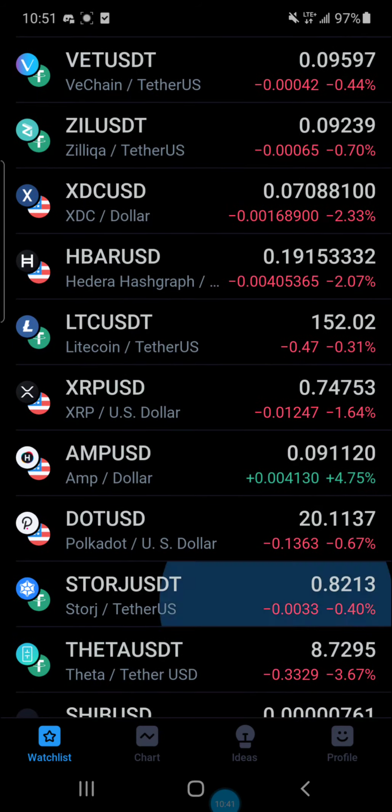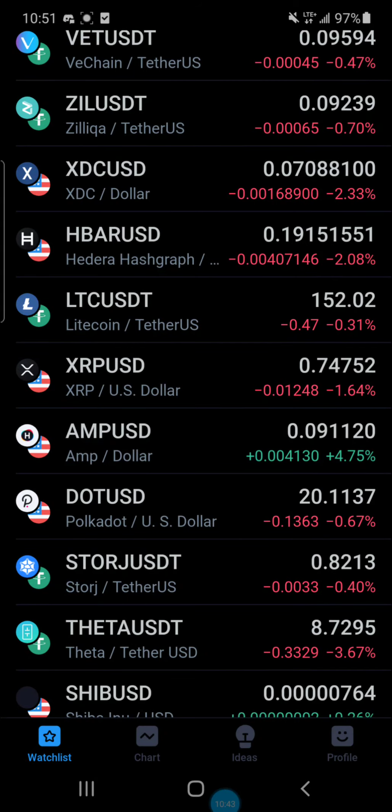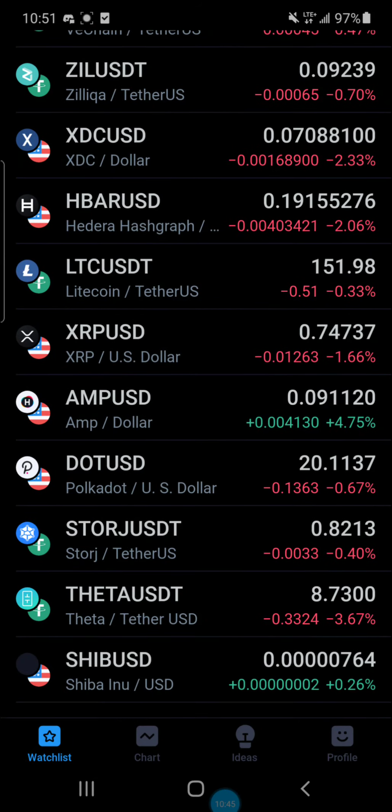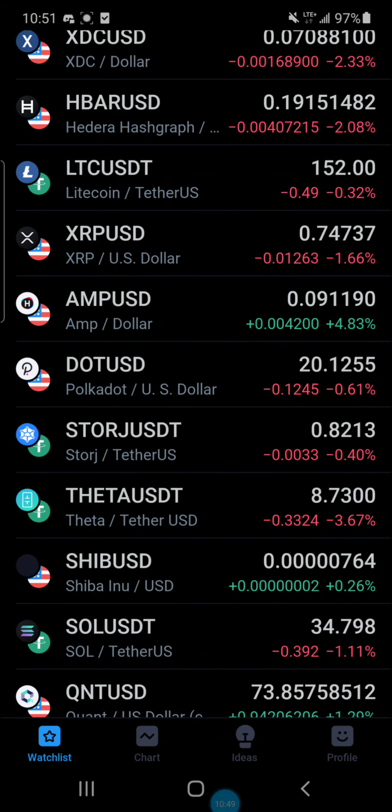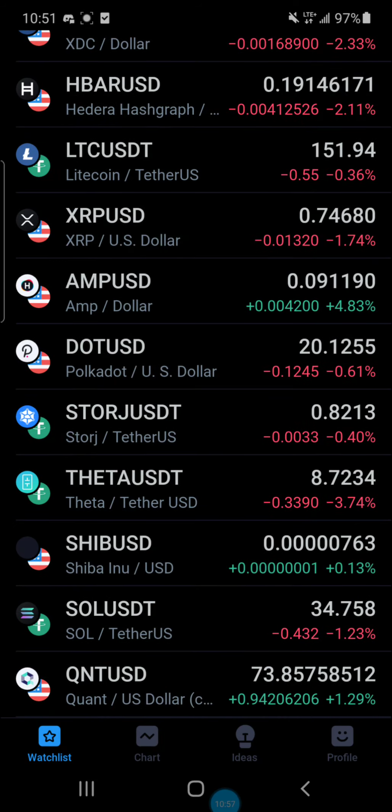Zill also is under 10 cents at 0.092, down 0.70%. XDZ's dropped 2.33% back down to 7 cents. HBAR is down 2.08% to 19.1. Litecoin's down 0.3% all the way down to $151 and falling. AMP's up 4.83%, but I would expect that to drop very quickly, down to 0.091. DAI up 0.61% to $20.12. Stores down 0.40% to 82 cents.